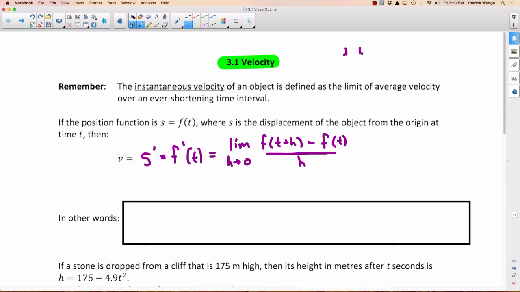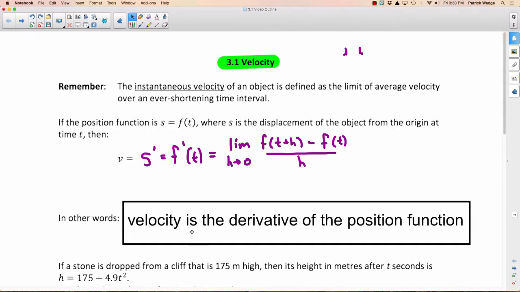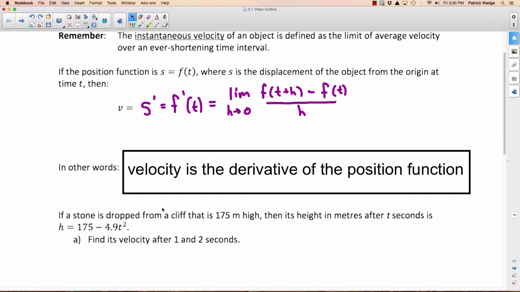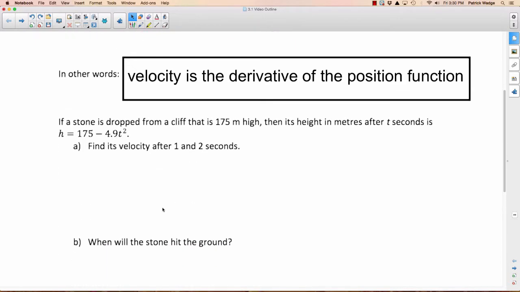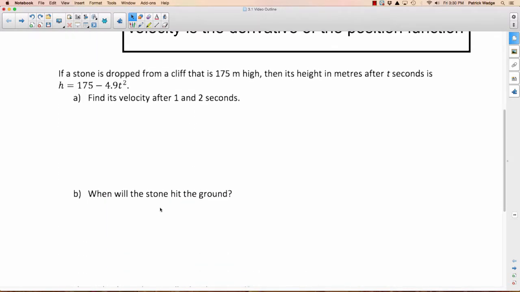Okay, in other words, velocity is the derivative of the position function. If you have a function that tells you the position of an object, you can get the velocity of that object by taking the derivative. So we've got a bunch of questions to do, and we'll be done pretty quick today, I think.